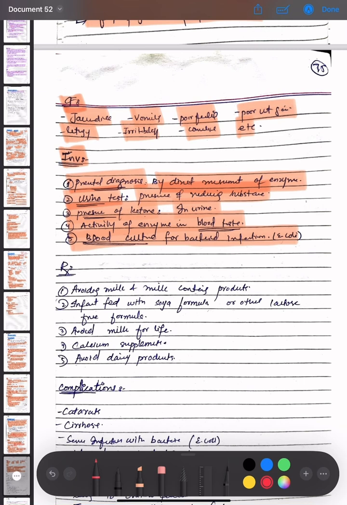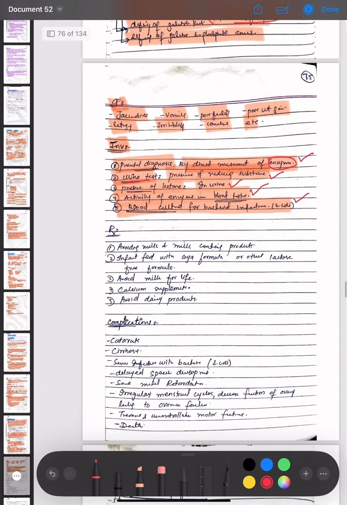That is, the first diagnosis is by the direct measurement of the enzyme, then a urine test is done for the presence of reducing substances and ketones, the activity of enzymes in blood tests is checked, and a blood culture is done for bacterial infection.